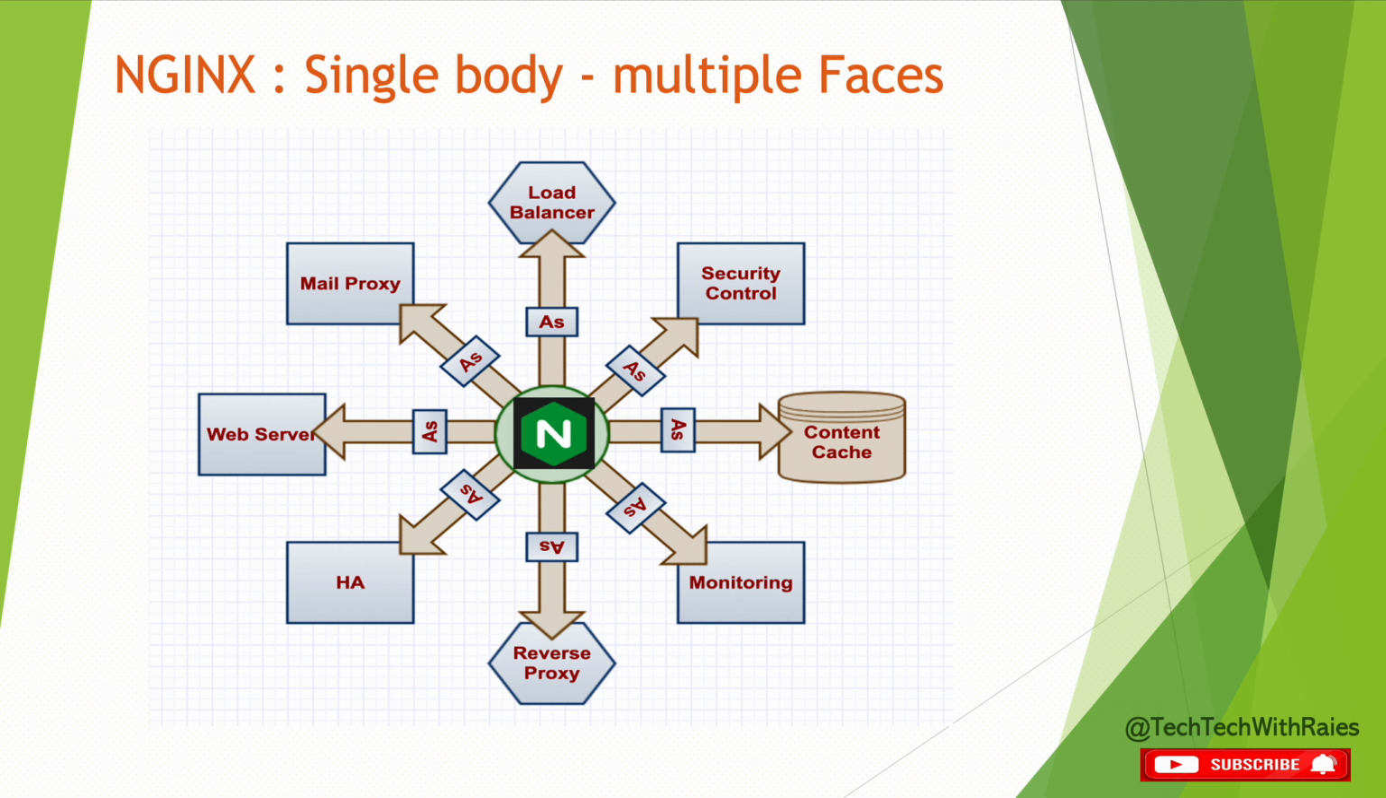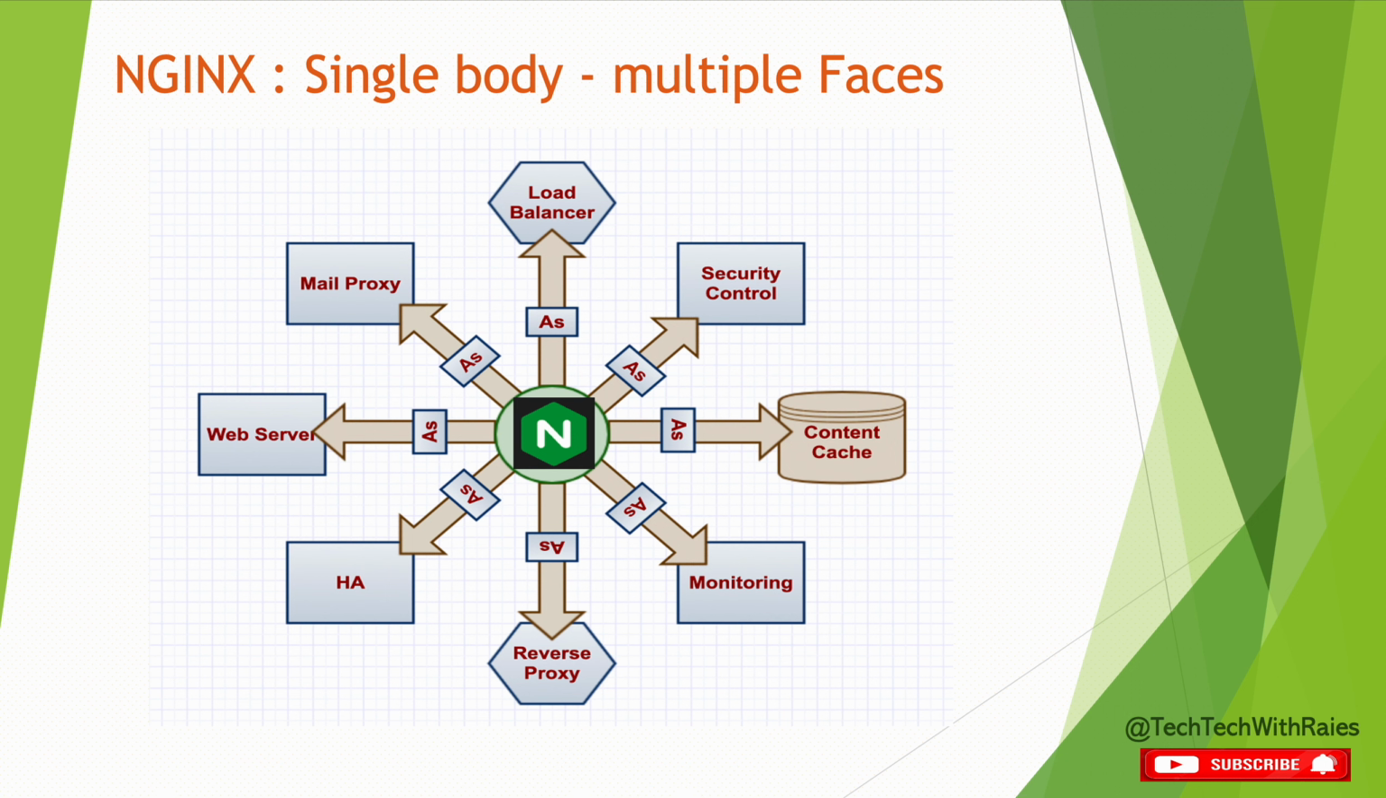It can play a role of API gateway, monitoring engine, content cache, high availability tool, and it can also play a role of mail proxy. All those functionalities are provided by a single body. Thus you can say that it has multiple faces which can provide multiple functionalities with a single body. This NGINX can work as an individual entity as a functionality.